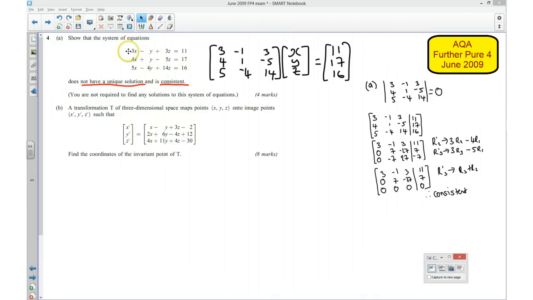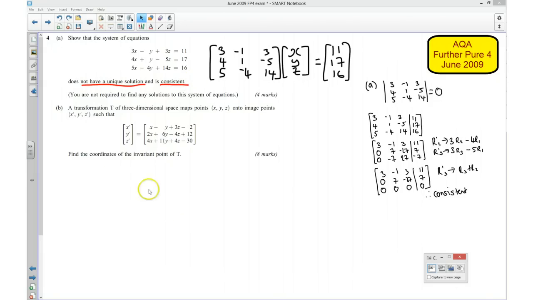So 3 times 3x is 9x, take away 4x gives us 5x, 3 times negative y is negative 3y, take away y gives me negative 4y, 3 times 3z is 9z, take away negative 5z gives us 14z, and 3 times 11 is 33, take away 17 gives me 16. So that would also show that the equations are consistent. Okay, moving on to part B.